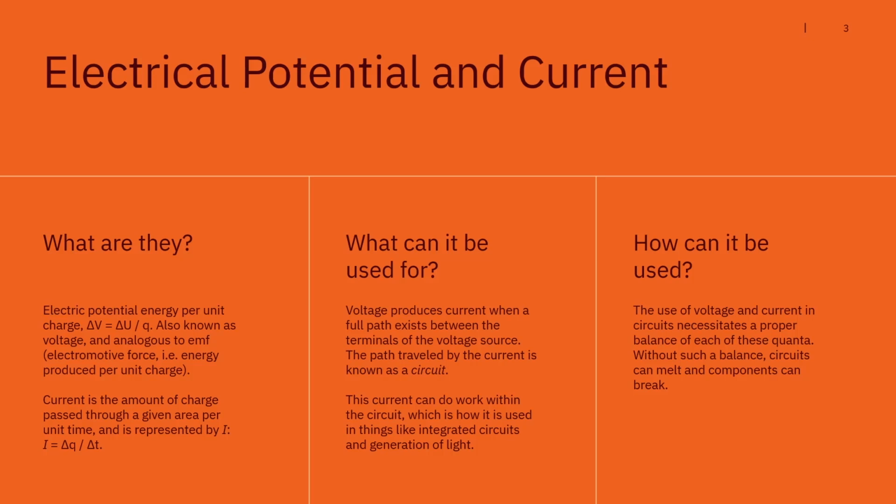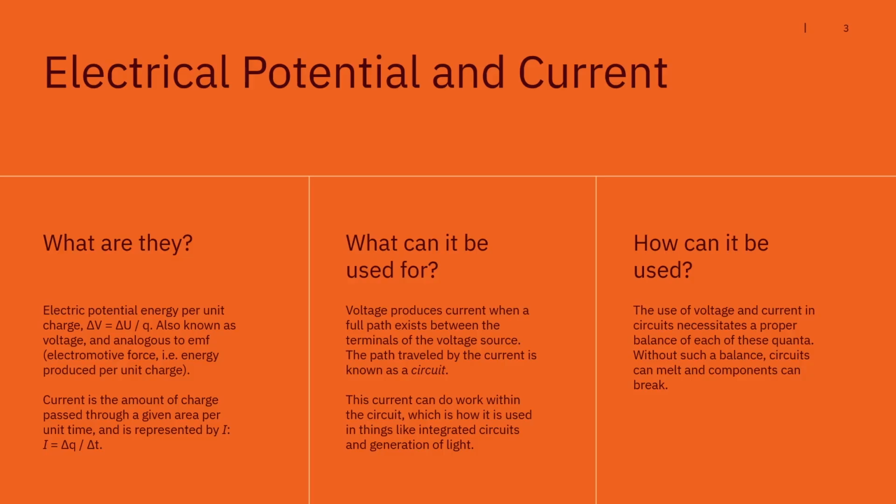Current, on the other hand, is the amount of charge per unit time, usually seconds, which flows through a given area. The two of these phenomena may be used for a very diverse array of applications, generally in the form of circuits. When a full path exists between the positive and negative terminals of a source of EMF, as in a path from high potential to low potential, an electrical current is produced along that path. This path is known as a circuit.